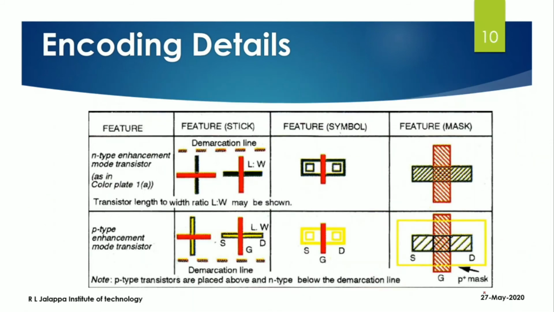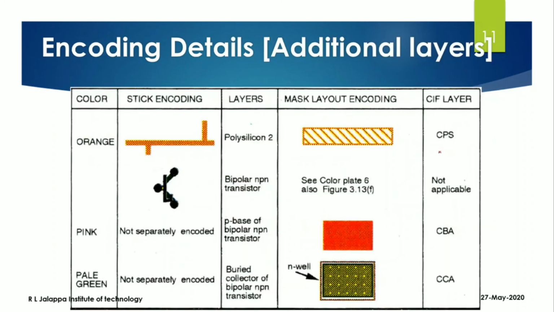And coming to the encoding techniques, you will follow the same encoding techniques here. So again, if you are using NMOS enhancement mode transistor, the same thing. Only thing is you will be writing demarcation line above. If you are writing PMOS, you will write the demarcation line below. Okay, so look at this PMOS. PMOS will be PMOS transistor. You will be having P plus mask on it. And this is the NMOS. So it is usual as before.